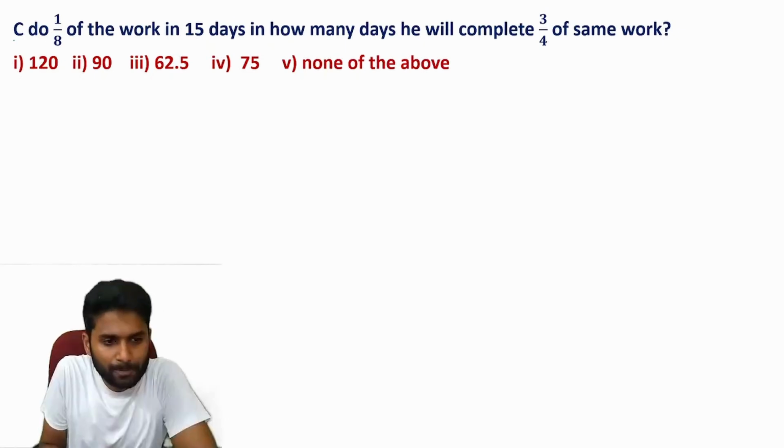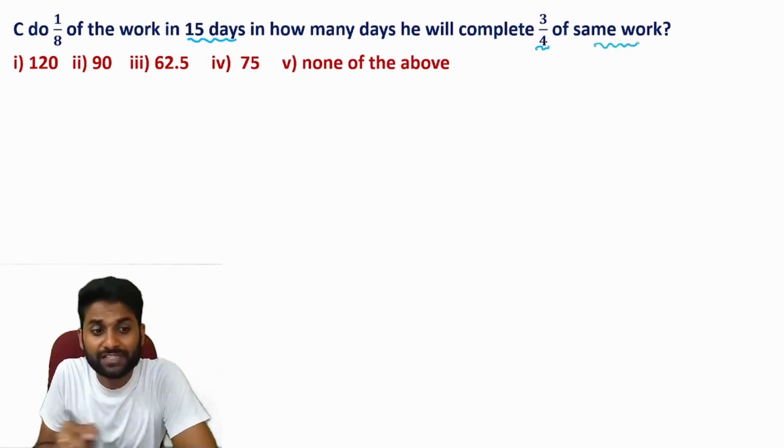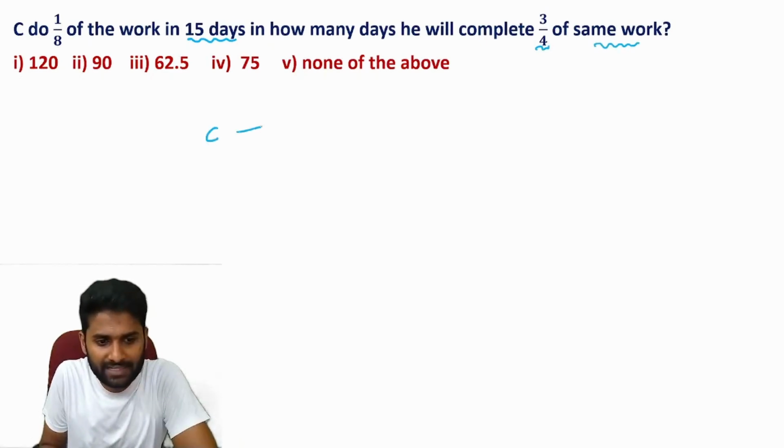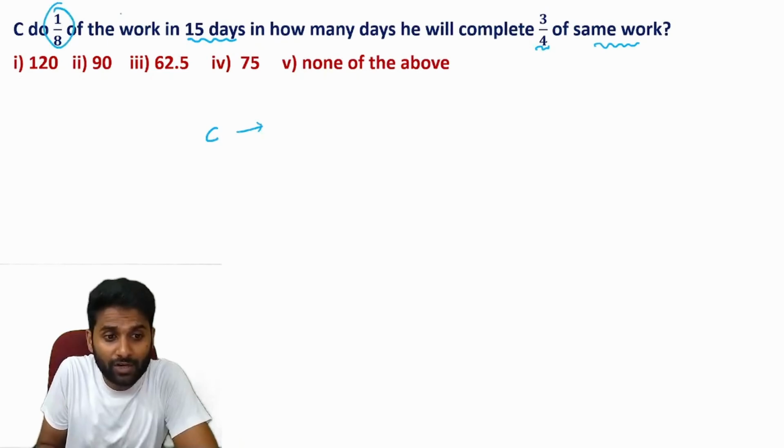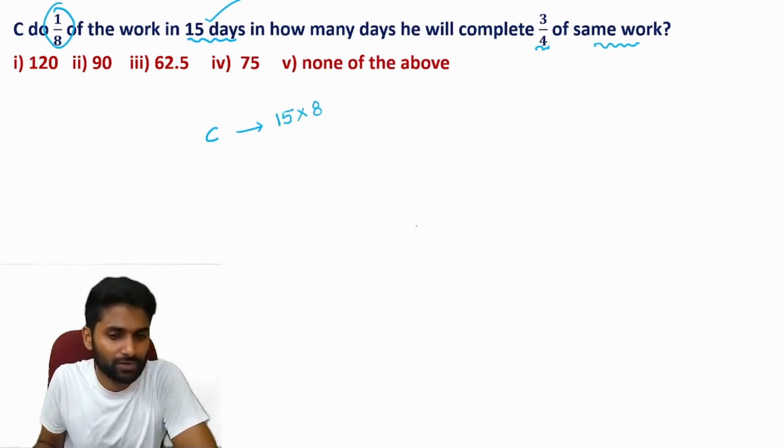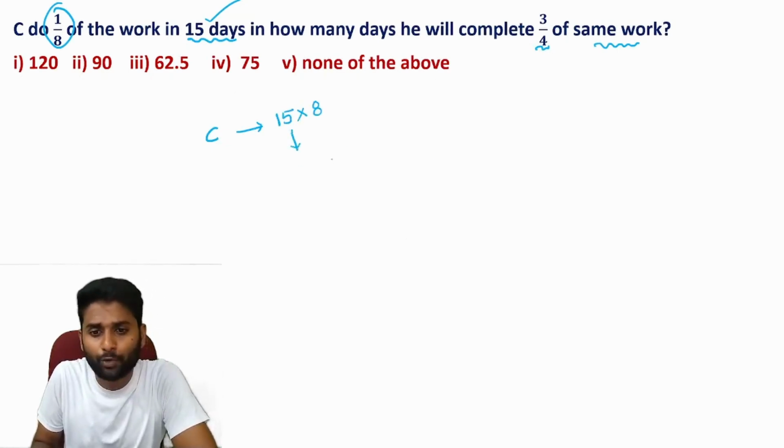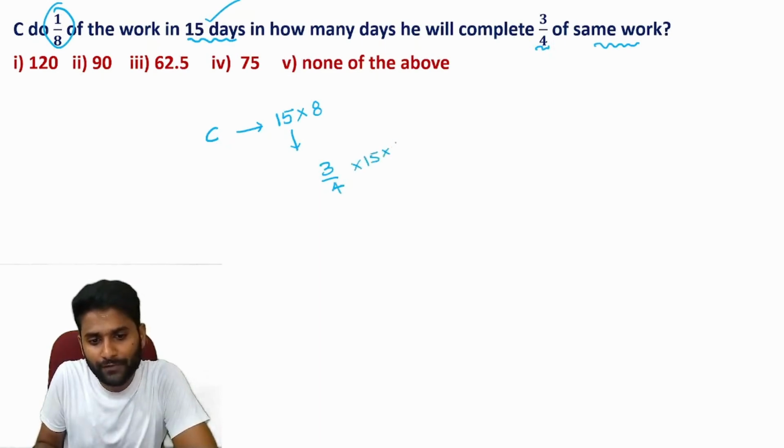Now let's see this question. C does 1 by 8th of work in 15 days. In how many days will he complete 3/4 of the same work? Now C takes 1/8 of work in 15 days. For a full work, how much time does it take? 15 into 8. So that is the total work. Now here the question: how many days does it take to complete 3/4 of the same work? Now see, 3 by 4th of 15 into 8.